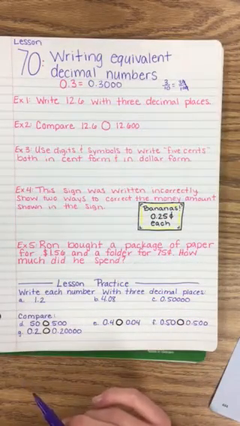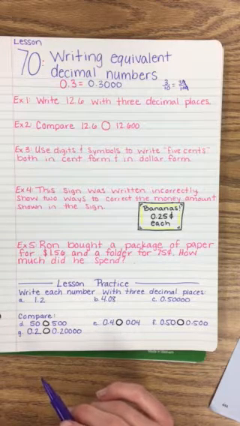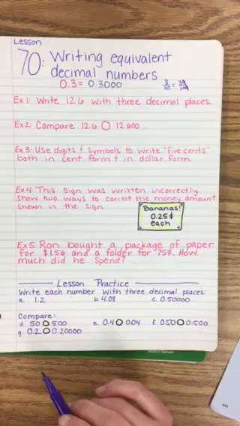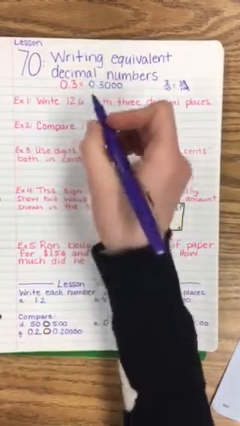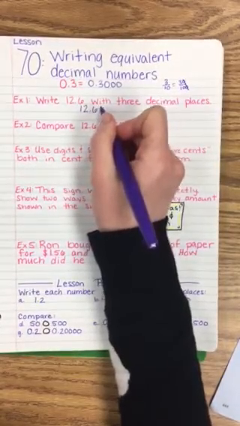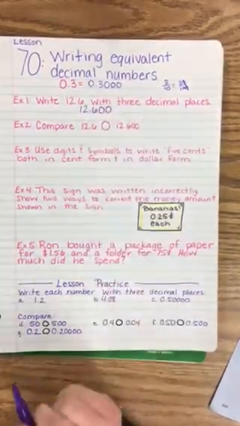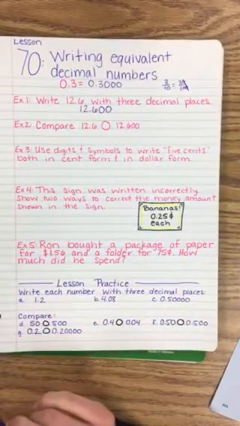Okay, example 1. Write 12 and 6/10 with 3 decimal places. So what they're talking about is 3 decimal places after the decimal. So 3 decimal places after would be 2 more zeros. And that does not change the value of that 12 and 6/10.